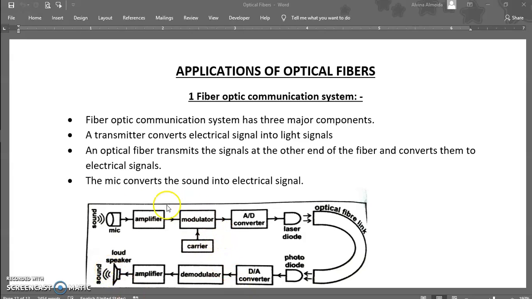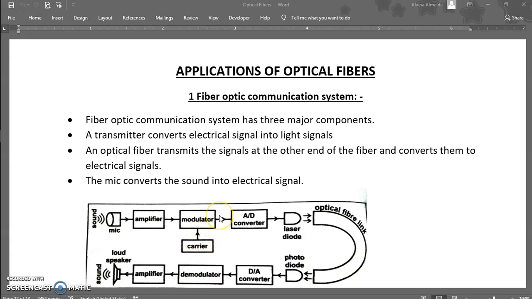So let us see the transmitter part. The mic here converts the sound into electrical signal. This signal is then amplified by using an amplifier. Now this signal is weak. If it transmits over long distance, it will fade. So it has to be modulated with the carrier signal.